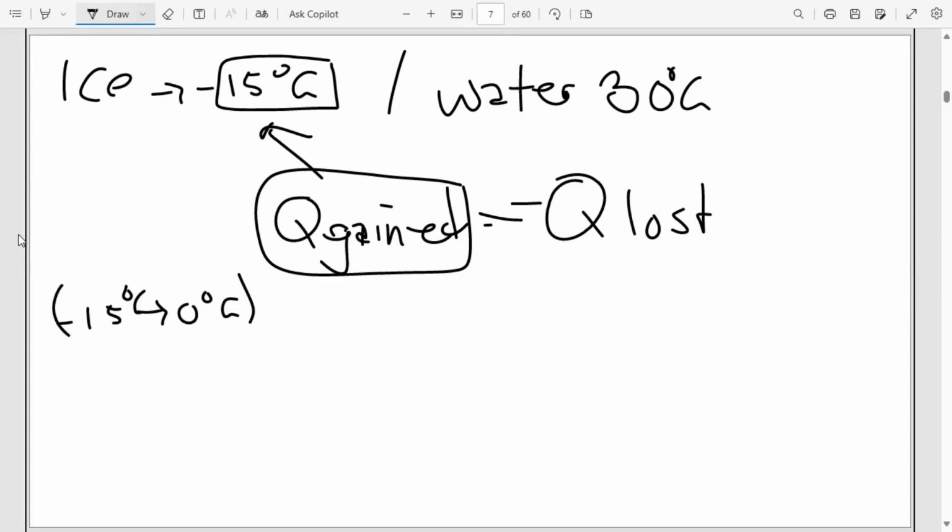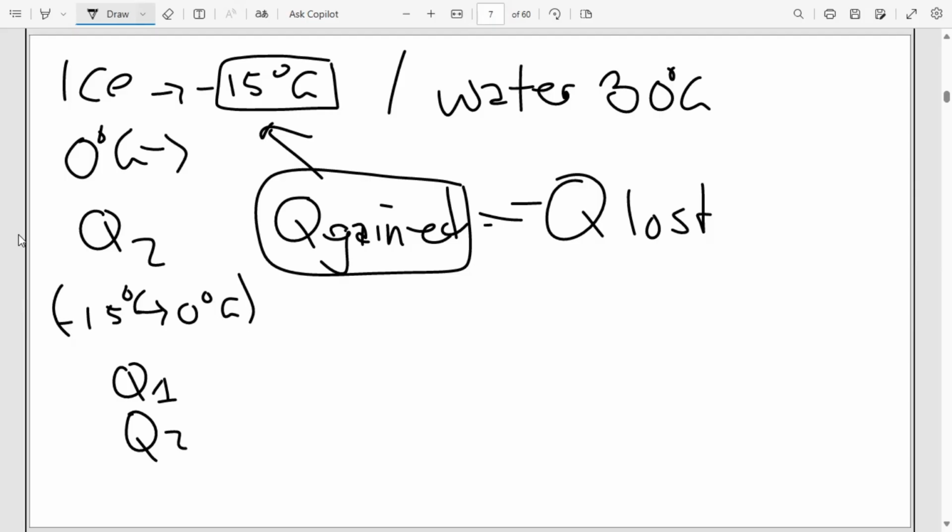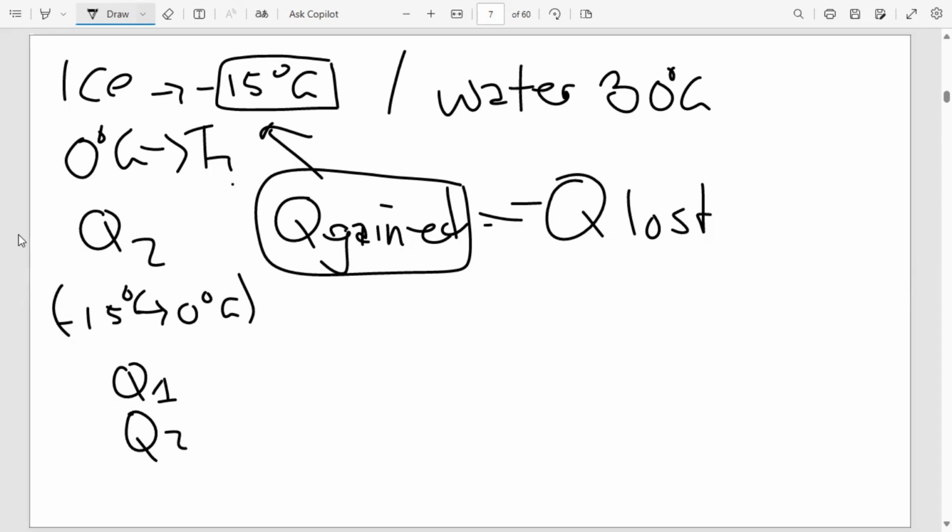And this heat, thermal energy, we're going to call it Q1. Then there will be another Q that will be required to change the state of this water from solid to liquid. We're going to call that Q2. So there's Q1, there's Q2. Then there will be another Q which will be responsible for taking the temperature of the water from 0 degrees Celsius, after it has melted, to an equilibrium temperature that we don't know, like that. We're going to call that Q3, like this.